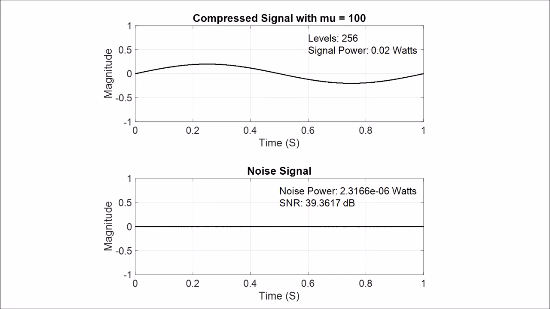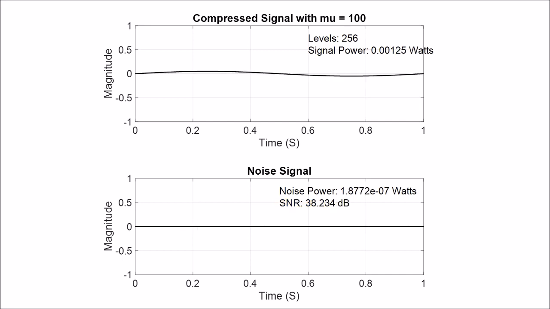Signal amplitude 0.2 volts, signal to noise ratio 39 decibels. Signal amplitude is 0.1 volts, signal to noise ratio 39 decibels. And here's the smallest signal. The amplitude is 0.05 volts, and the signal to noise ratio is about 38 decibels.